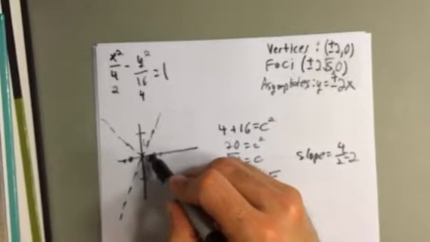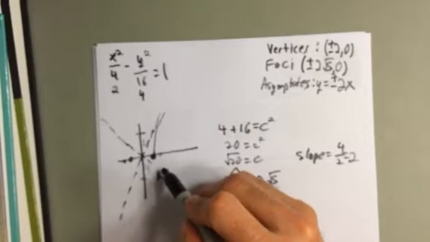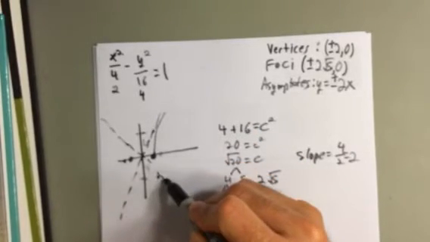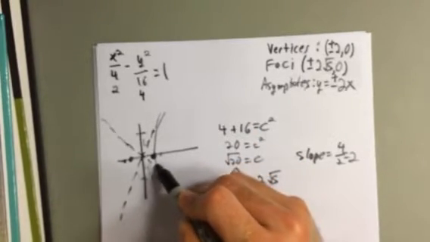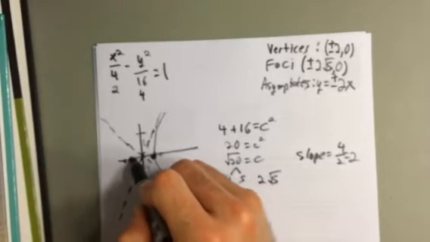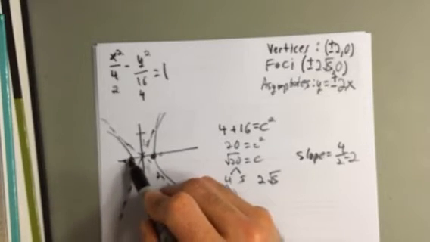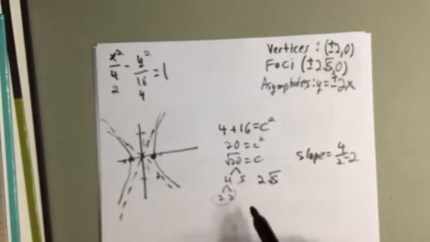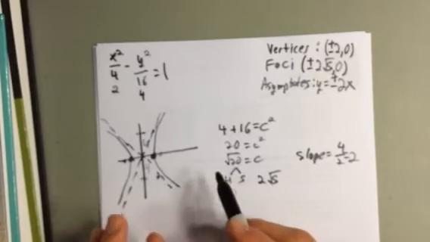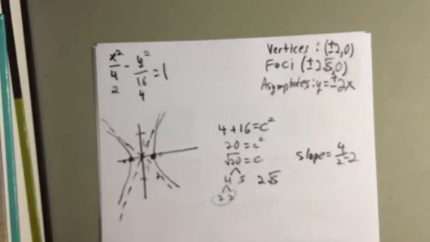Now I can go through my vertices, approaching the asymptote at the top, through my vertex, approaching my asymptote at the bottom, and then the same thing over here. So through my vertex, approaching that asymptote, and through this vertex, approaching that asymptote. So that would be a sketch, opening left and right. Got the vertices, the foci, and the asymptotes labeled.